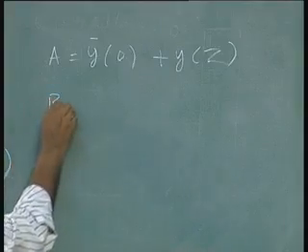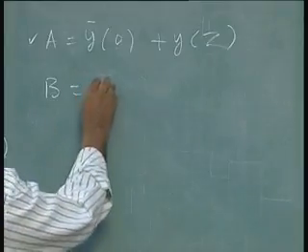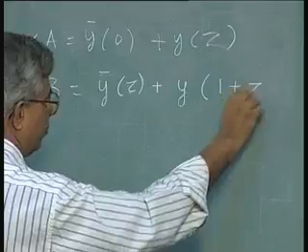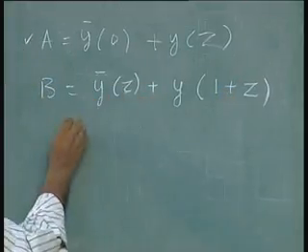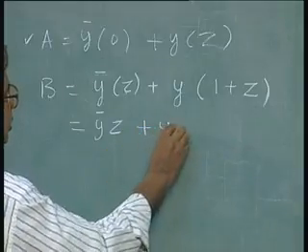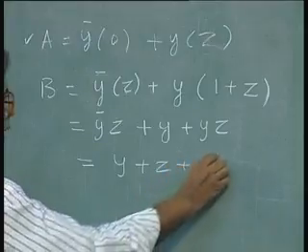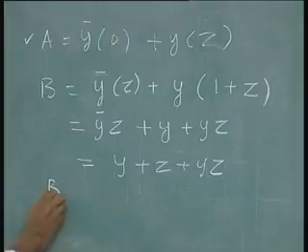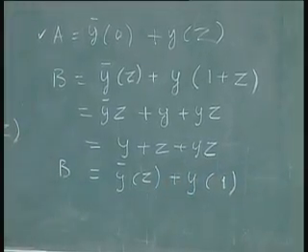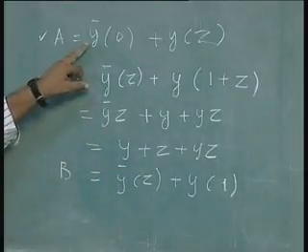Then I am going to write b, which is y or z or yz, as y bar z plus y times (1 plus z). Now, this can be expanded to y bar z plus y plus yz, and you know that y bar z plus y is the same as y or z, so this gives y or z plus yz. And also, since we know 1 plus z is 1, I can rewrite b again as y bar z plus y into 1. Now, that means I have a and b expressed as multiplexer expansions with y as the selector variable.